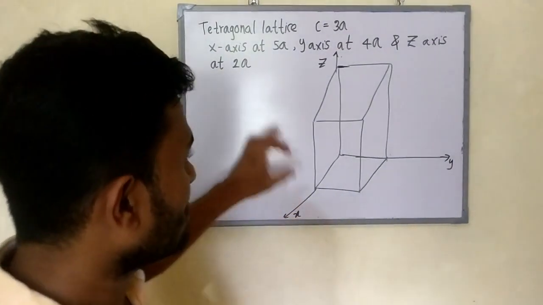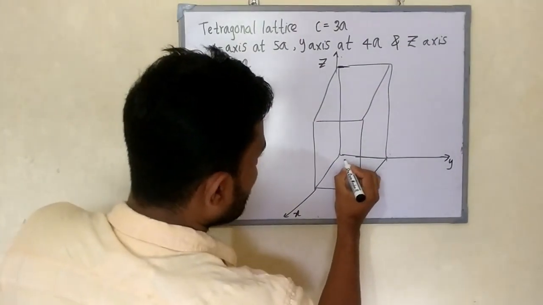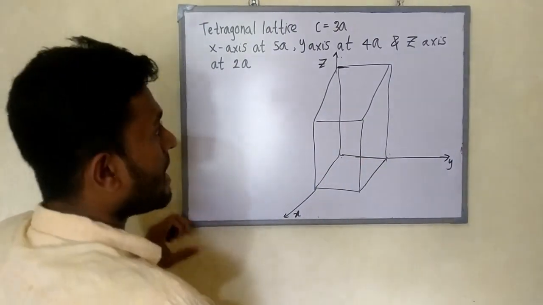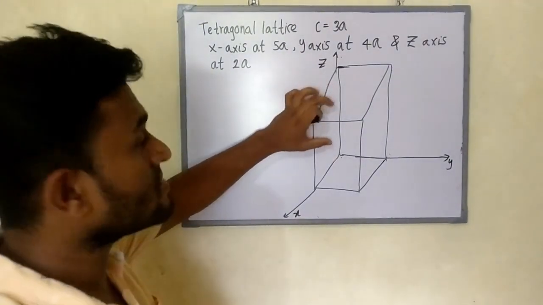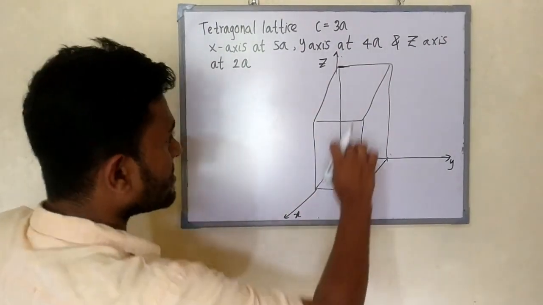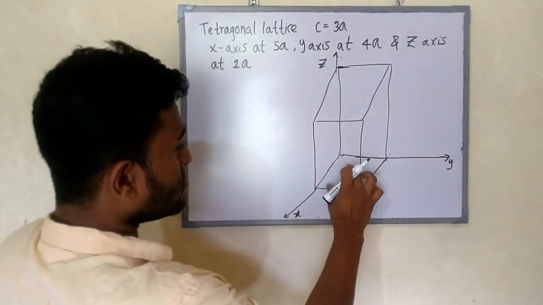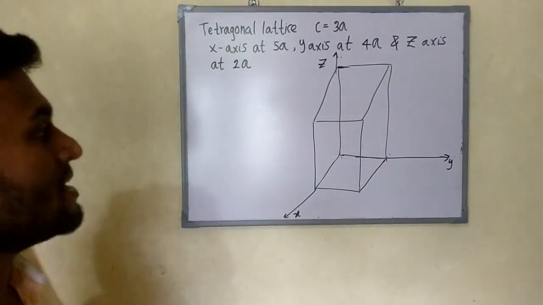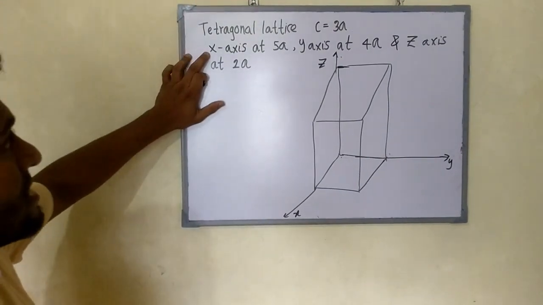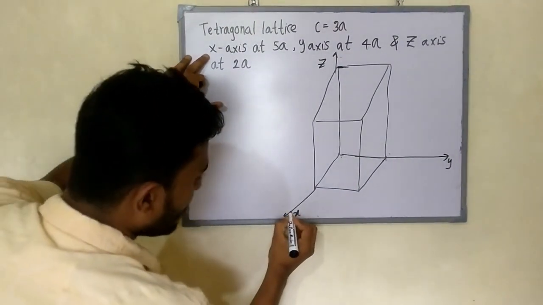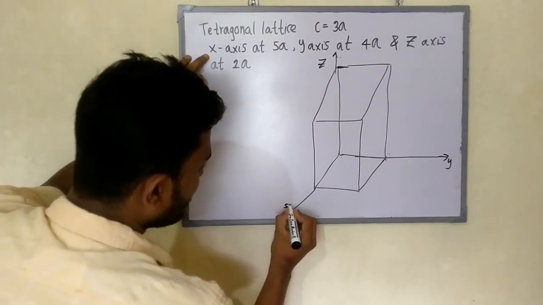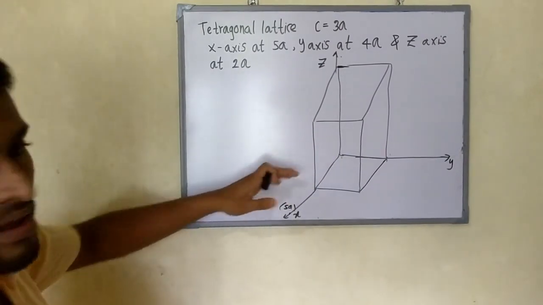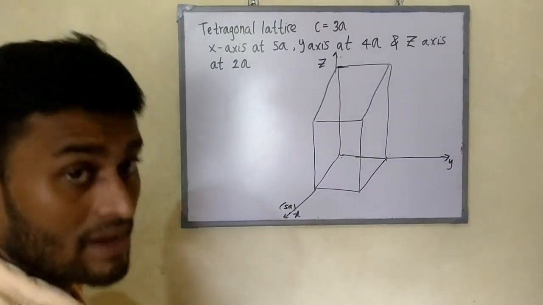Here the only thing is that these two lengths, B and A, are the same, and only the length C is going to be different. Here C is 3 times A. So that is the only difference. Here it will cut the x-axis at 5A. Sometimes it may be drawn like this, but not in actuality, because if A is like this, then 5A will be a very big length.